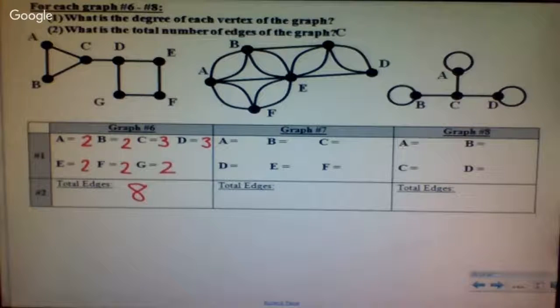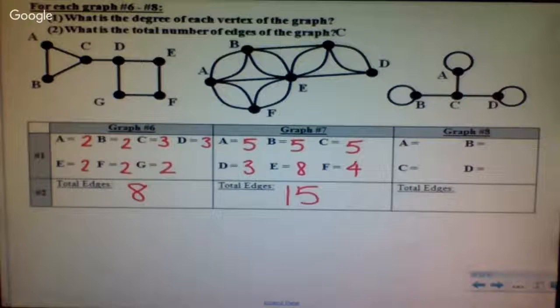Take a look at graph 7, and yes, I know it looks crazy. There's a lot of lines here. A has how many? 5. B has 5. C has 5. D has 3. E 8, and F 4. If you had to classify this one, neither. There is more than 2 odd. How many total edges are here? 15. Fantastic.